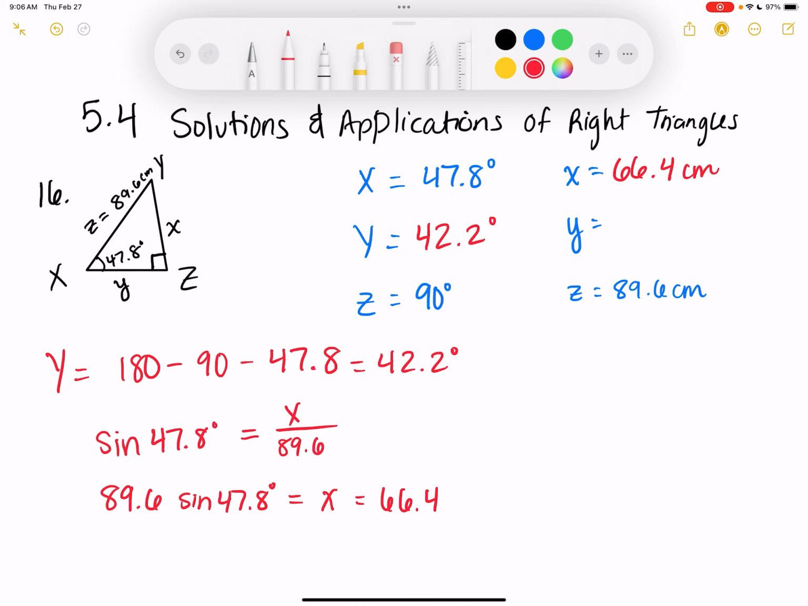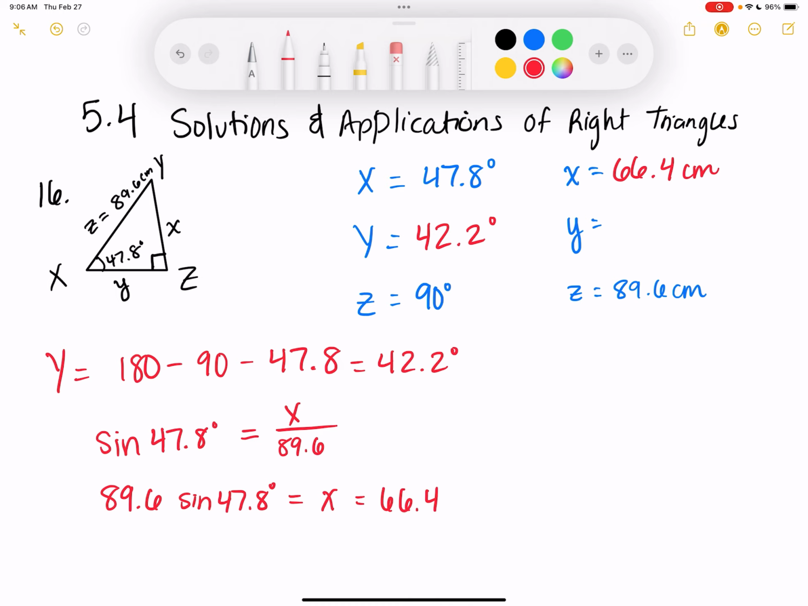I usually will use the given information, because if I did something mathematically wrong in solving for x, and then I use that to help me solve for y, then my answer is probably going to be wrong for both. If I use given information, I have a better chance of at least one of them being right if I did something wrong. So let's do this. What trig function would associate this adjacent with the hypotenuse here? Cosine. Yep, cosine.